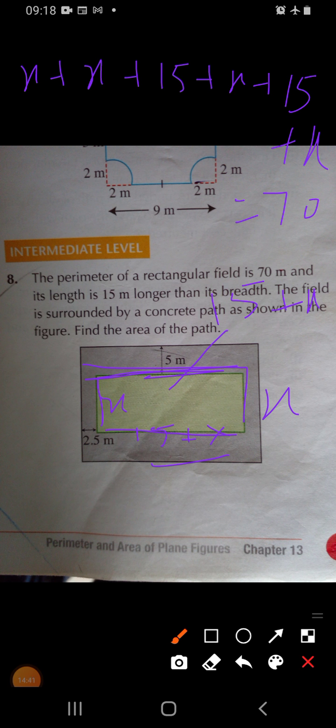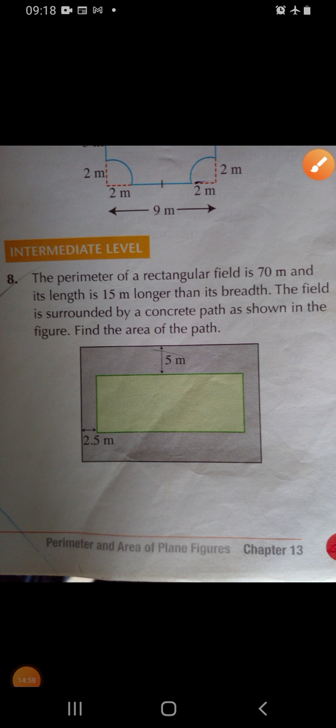Because the perimeter is 70 meter. So now if we add these 2x and this x, they are going to give 4 x's. So we can write 4x plus 15 into 2, which is 30. So 4x plus 30 is equal to 70.